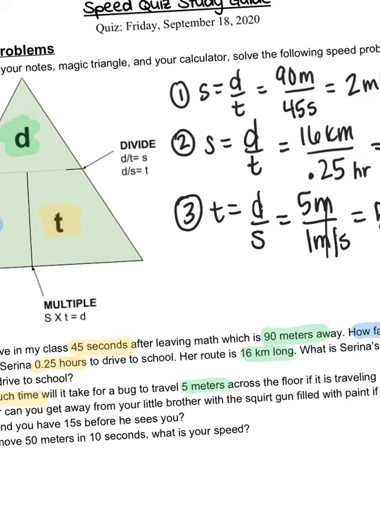Number 4, how far can you get from your little brother with a squirt gun filled with paint if you can travel at 3 meters per second and you have 15 seconds before he sees you? Jacob, what's the number in there? 3 what? Meters per second. Is that time, speed, or distance? Speed. Very good.